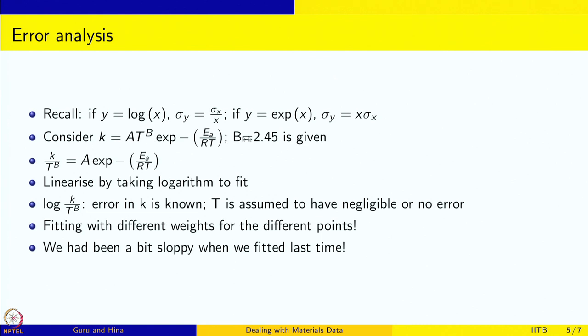So, we are going to take this quantity, and we are going to fit it for k by T to the power b, and we are going to linearize by taking logarithm. And so, for log of k by T to the power b, error in k is known, and we are going to assume that the temperature has negligible or no error. And in order to fit with different weights, we have to use the error that is given for k. When we fitted last time, we had been a bit sloppy because we just took the error value, but we know that because we have done the log transformation, the error should also be transformed to sigma x by x. So, whatever error was given for k, that is delta k, should be divided by k, and that should be the error used for fitting purposes.